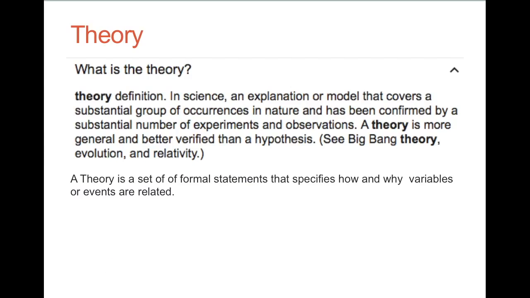All right. This is going to kind of shift gears just a little bit, because we need to address theory first. So what is a theory? Again, this is directly off of Google. Theory definition. In science, an explanation or a model that covers a substantial group of occurrences in nature and has been confirmed by a substantial number of experiments and observations. A theory is more general and better verified than a hypothesis. There's a few that it lists there. So a theory is a set of formal statements that specifies how and why variables or events are related.